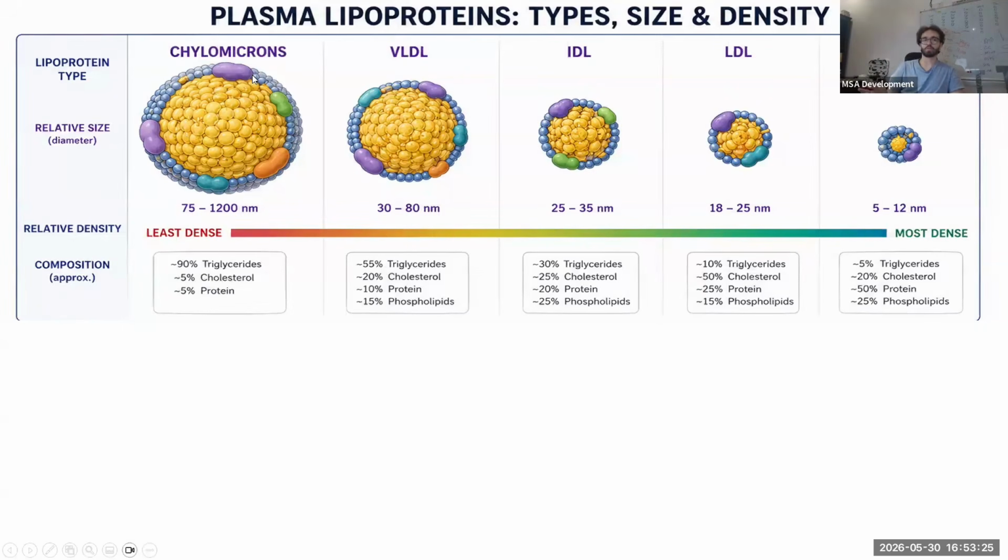Chylomicrons don't even have density in their name. This thing doesn't even have a density, so it's so freaking fat. IDL or LDL, LDL is second smallest to HDL, then we have IDL. So this is an easy way to remember the sizes. Chylomicrons biggest, VLDL, then IDL, then LDL, then HDL. With the density it is the other way around.